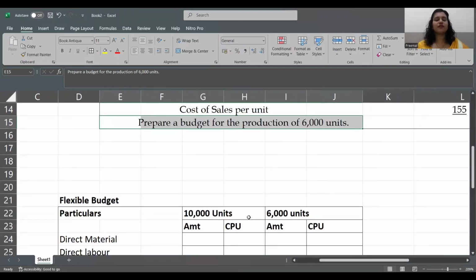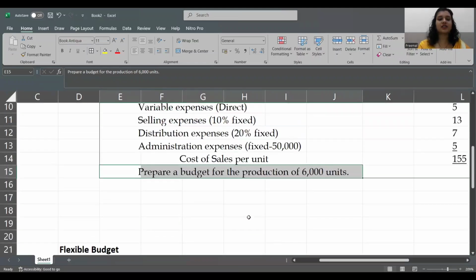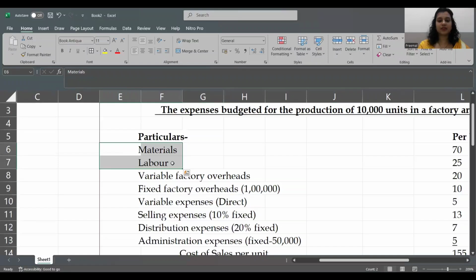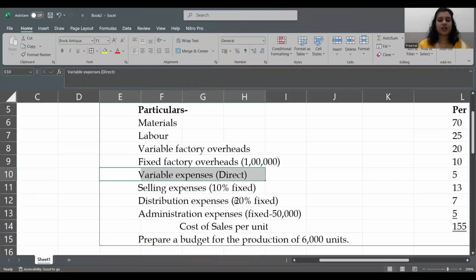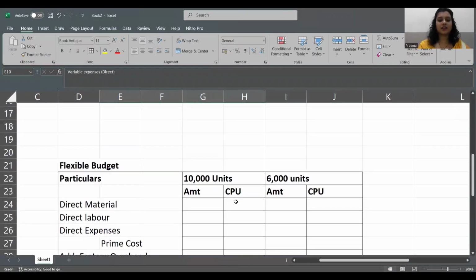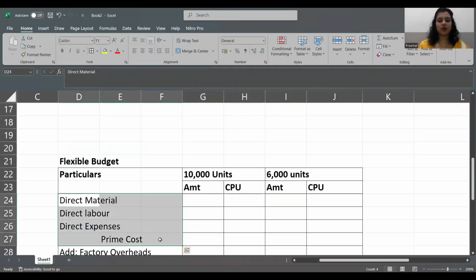Now, since they've given us factory, admin, and selling and distribution overheads, we will be preparing the budget in a cost sheet format. So in a cost sheet format, you start off with the direct costs to calculate the prime cost. Now, the different types of direct costs are your material, labor, and any other direct expenses given in the question. Now, they have given us material and labor, and they've also given us something called direct variable expense. So these will be written in the beginning in order to calculate prime cost.